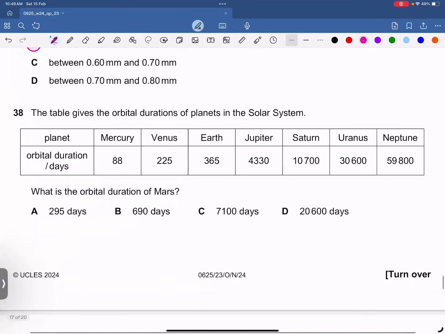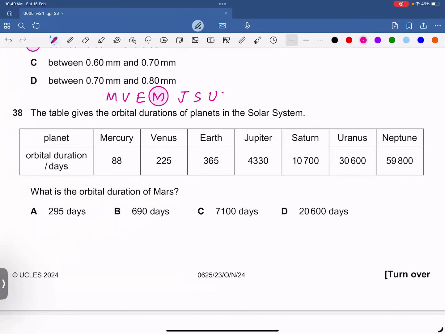The table gives you the orbital duration of planets in solar system. What is duration for Mars? Mars position is my very excellent mother just serve us noodles. So Mars is between Earth and Jupiter. Between Earth and Jupiter, here should be Mars. So Mars orbital period should be more than 365, but less than 4,330. So which number is between them? Only option B. That's easy question. We proceed to question number 39.